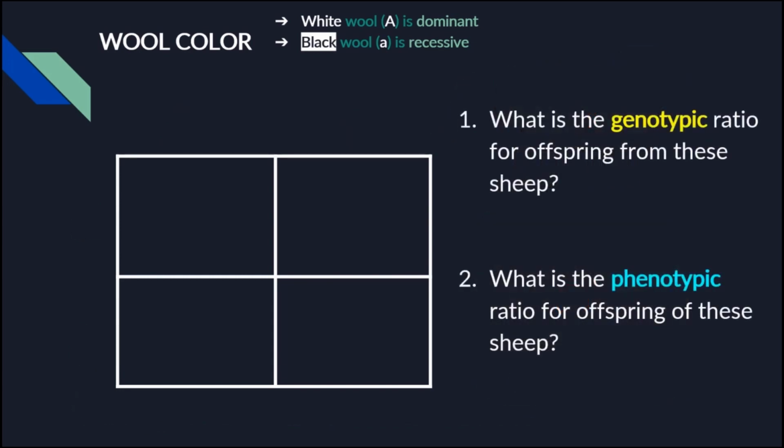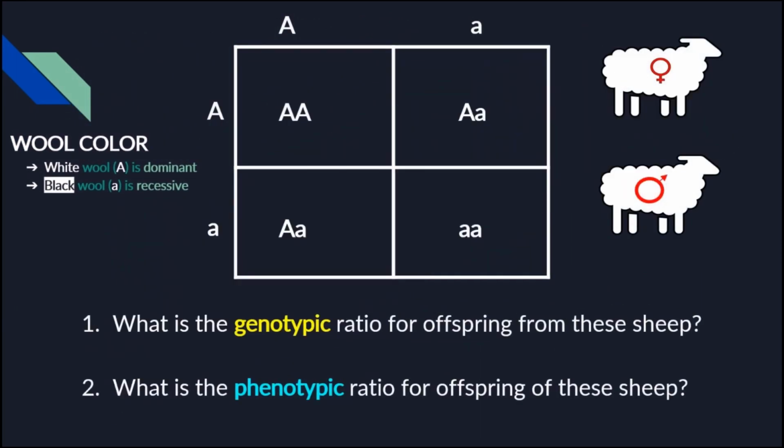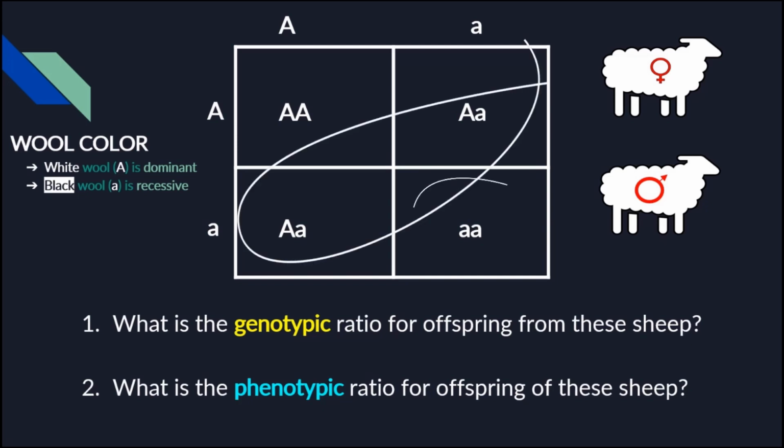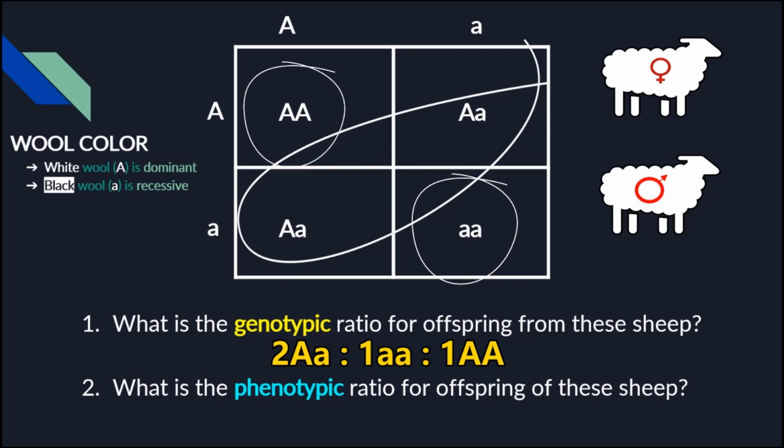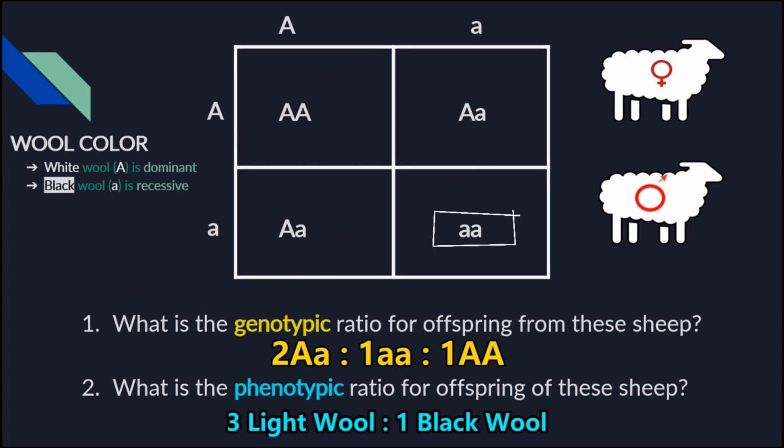Then you're going to be asked to calculate the genotypic and phenotypic ratios for your sheep. The genotypic ratio is just looking at the ratio within the offspring, comparing the big A, little a ratio to the little a, little a ratio. So that's genotypic, whereas phenotypic is interpreting those genotypes and finding the ratios of sheep in the offspring that would have either light wool or black wool.